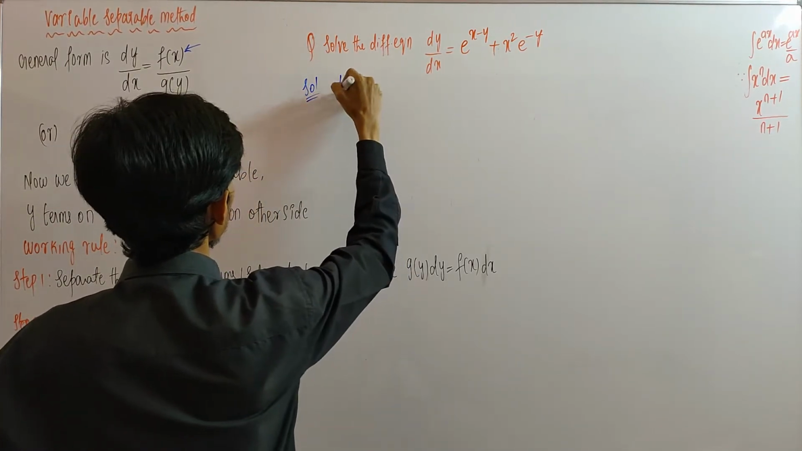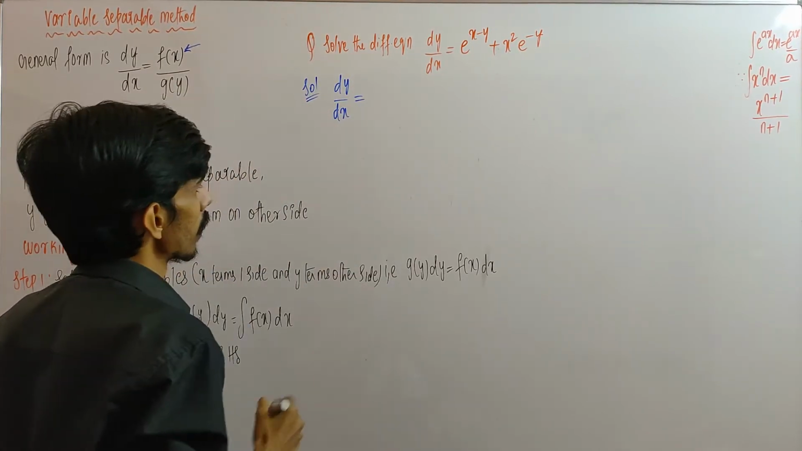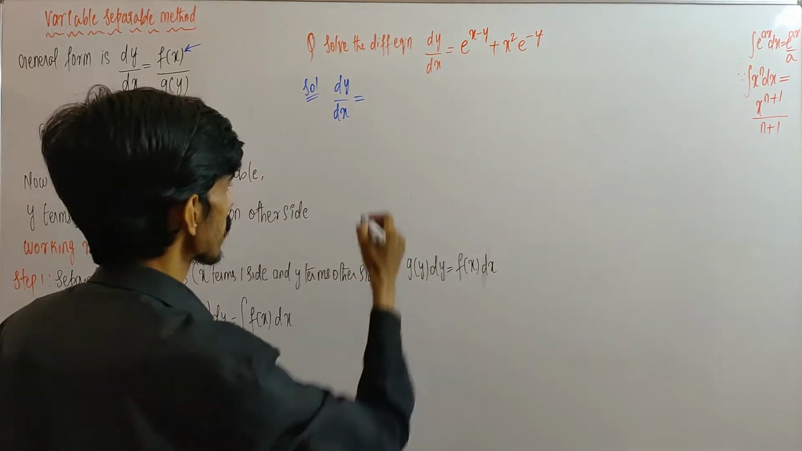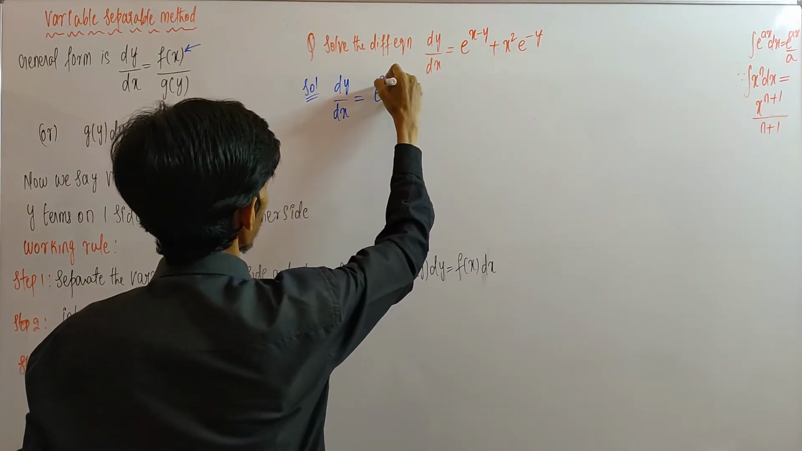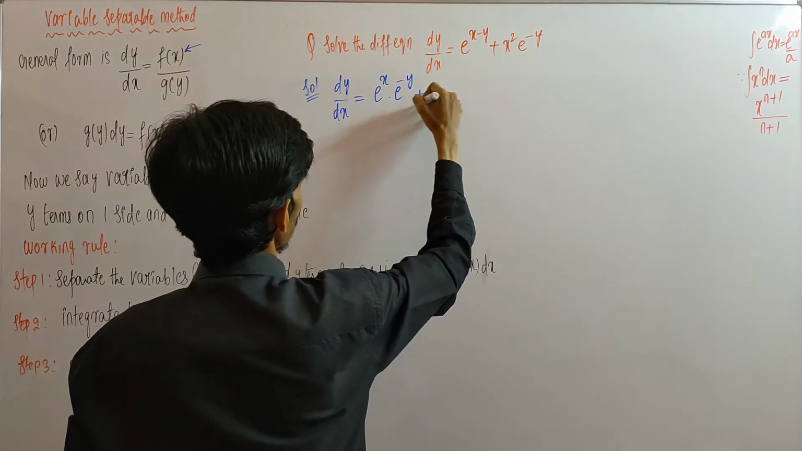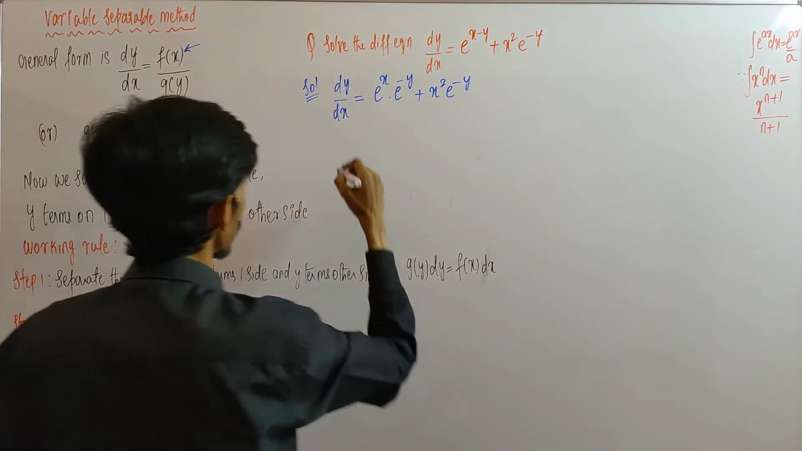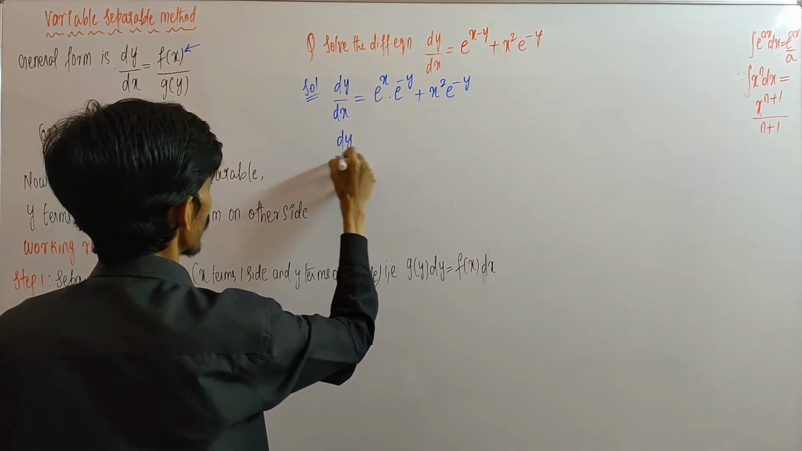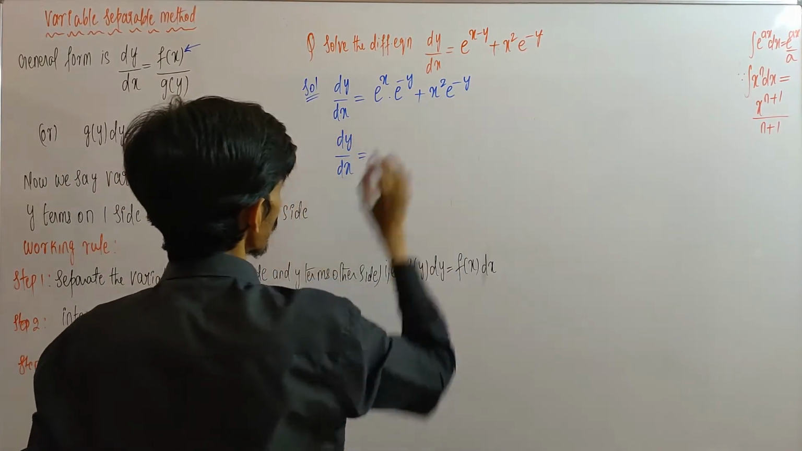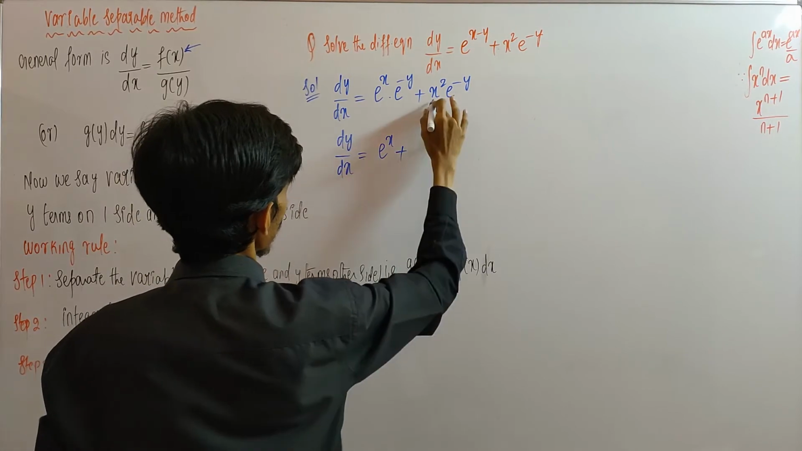Given the differential equation dy by dx is equal to, here e power of x minus y can be split as e power of x into e power of minus y, plus x square into e power of minus y. So here I have dy by dx. Now take e power of minus y common. Here I have e power of x plus x square.